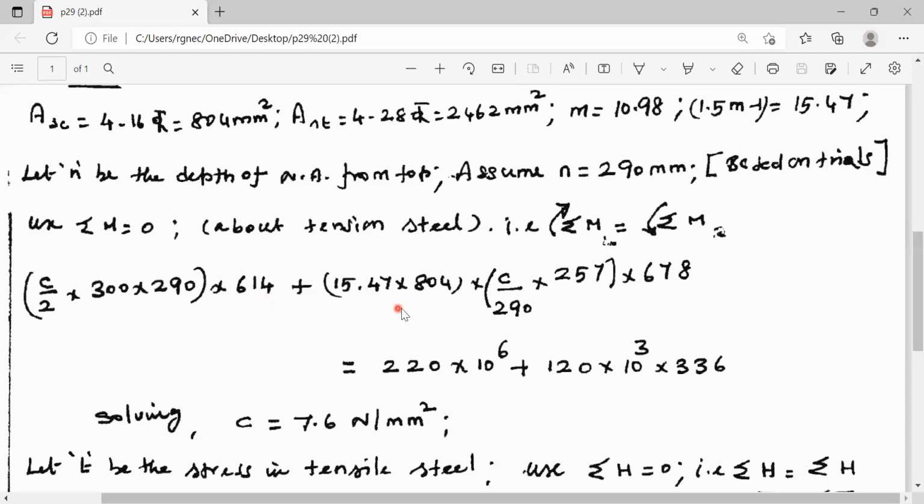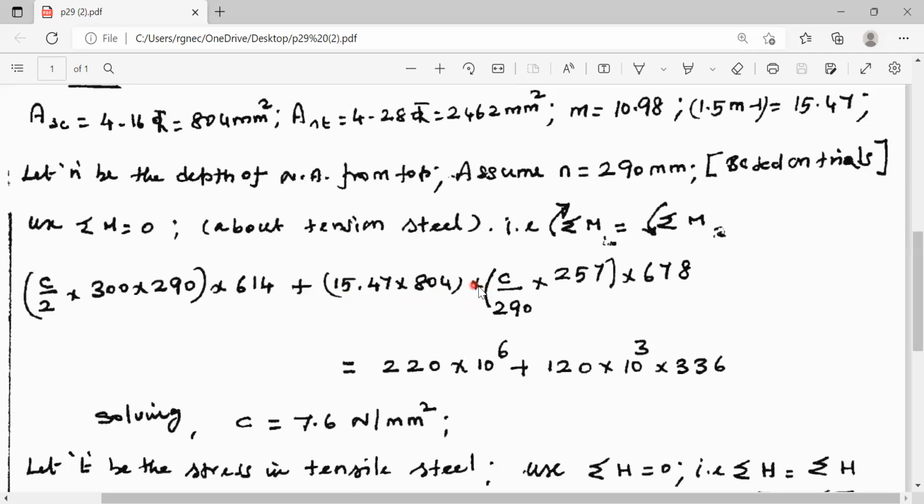Now, what is the stress offered by compression reinforcement? The area of compression reinforcement is 678 millimeter square. This is the area of compression reinforcement into stress in reinforcement. Now, what is the stress in reinforcement? Stress in reinforcement is equal to (1.5m minus 1) into the area of this reinforcement. This is the area of the reinforcement. For equivalent area, you have to multiply it by 1.5m minus 1.